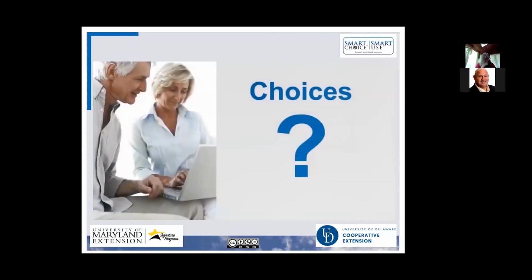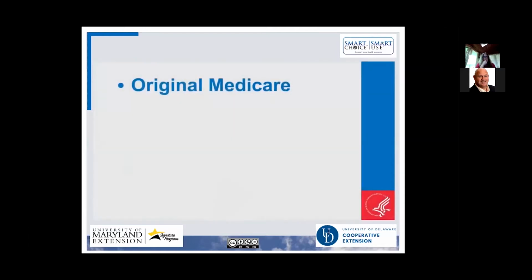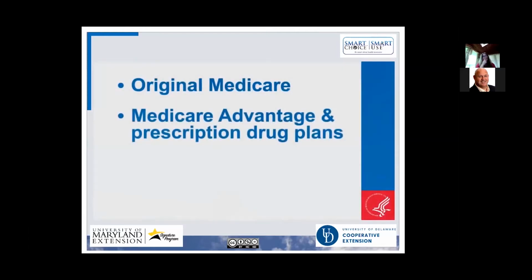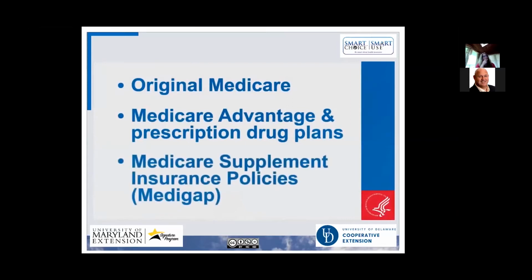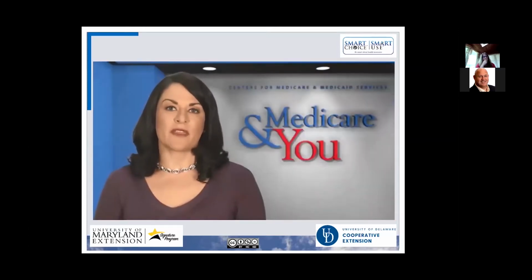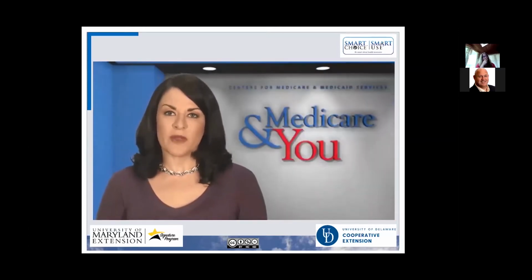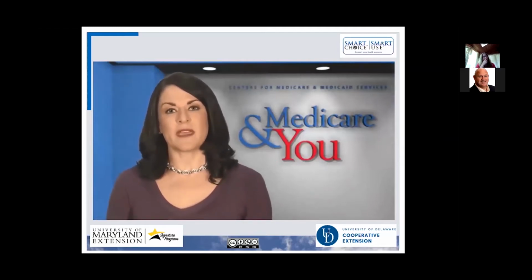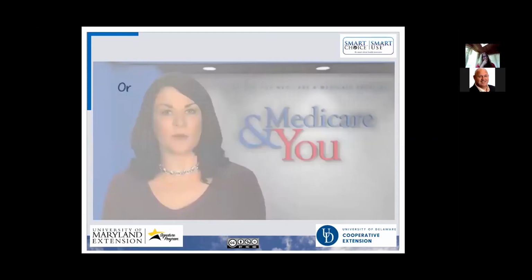Hi, I'm Angela James at the Centers for Medicare and Medicaid Services. Did you know that you can choose how you get your Medicare coverage? Today we're going to talk about the differences between original Medicare, Medicare Advantage and prescription drug plans, and Medicare supplement insurance policies, which are also known as Medigap policies. When you're eligible for Medicare, the first thing to consider is whether you want to get your coverage through original Medicare or a Medicare Advantage plan like an HMO or PPO.